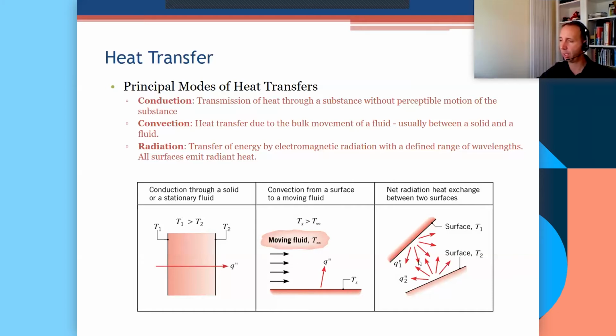Radiation happens between two surfaces without necessarily any material in between the two surfaces, and essentially heat radiates in all directions. It doesn't necessarily mean you have the same amount of heat flowing in this direction and in this one, and we'll see how to deal with that towards the end of this presentation.